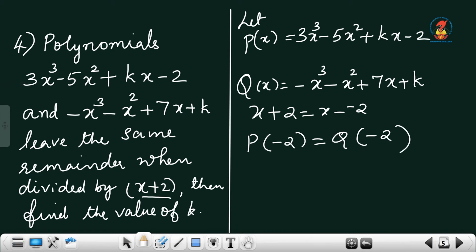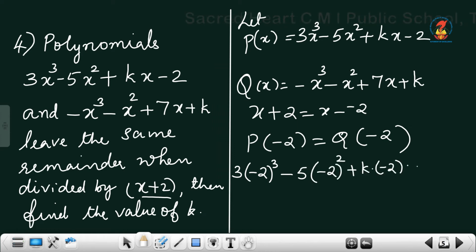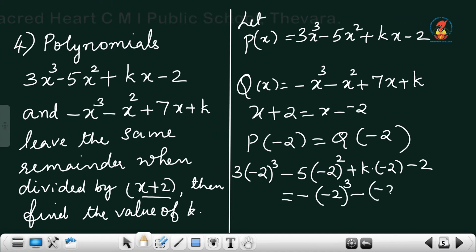So, substitute minus 2 instead of x. So, 3 into minus 2 whole cube minus 5 into minus 2 whole square plus k into minus 2 is equal to minus minus 2 whole cube minus minus 2 whole square plus 7 into minus 2 plus k.